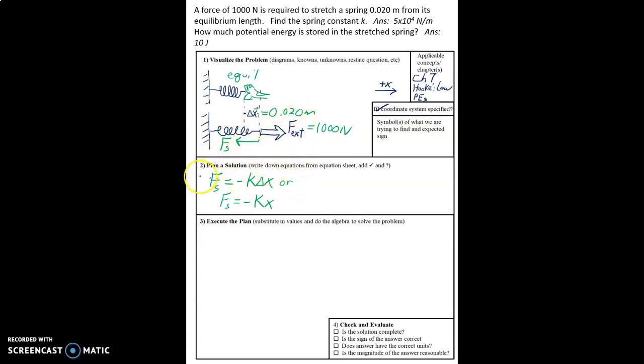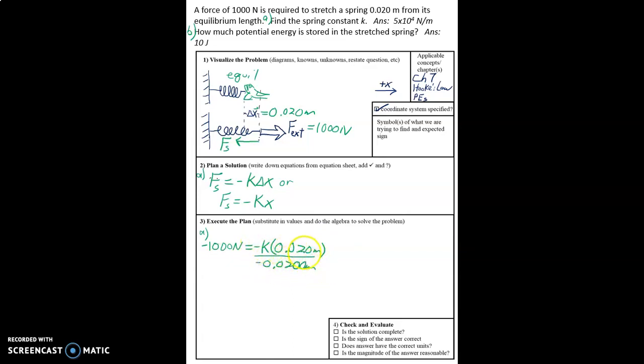So this is what we're going to use for, we'll call it part A, for finding the spring constant. Okay, call that part A, and this part B. So let's go ahead and execute part A. So 1,000 newtons, and that is to the left. Okay, so we're filling in the spring force. The spring force is 1,000 newtons to the left, so that's negative 1,000 equals minus k times positive 0.020 meters. So then we can divide both sides by negative 0.020 meters.